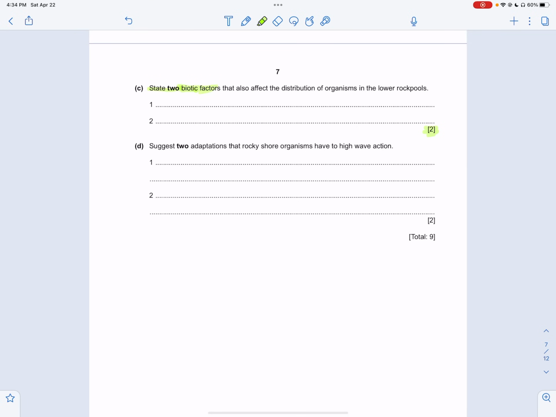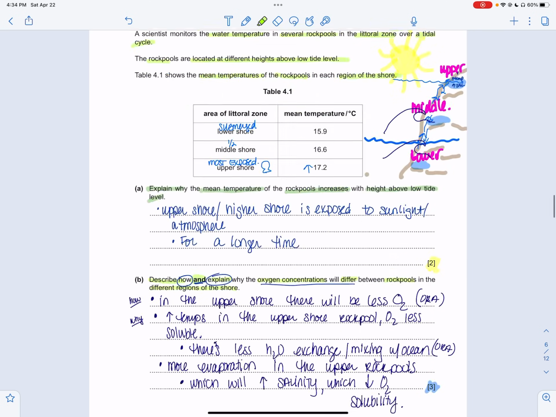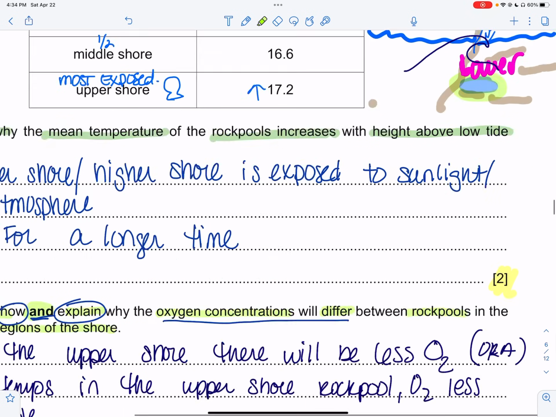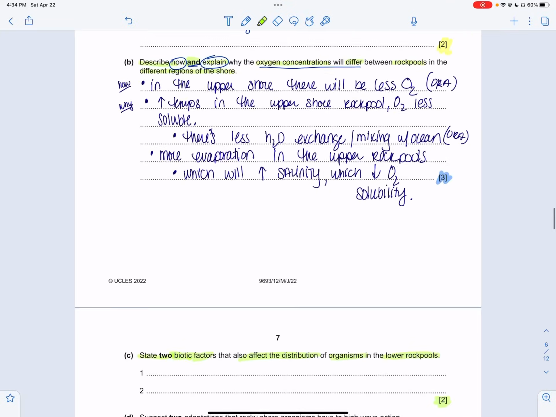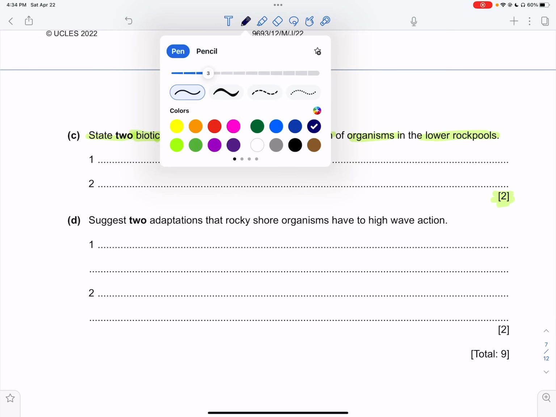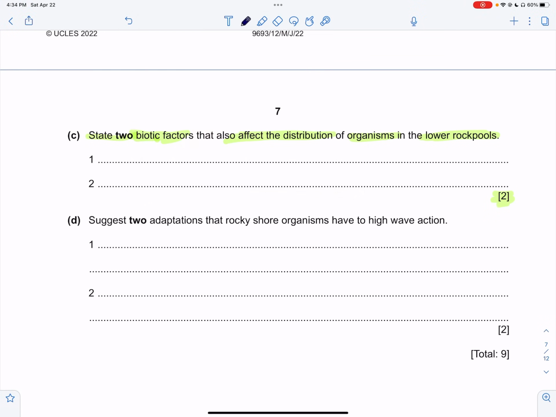2, biotic, so living factors that affect the distribution or the zonation of organisms in the lower rock pool. So organisms down here, what's going to affect their distribution? It's honestly going to be what's going to affect anything biotically. It's not going to be availability of mates. Twice a day, they're trying not to die with the tides. It's going to be food availability, and they're not really going to be mating. They're honestly going to release sperm and egg into the water.